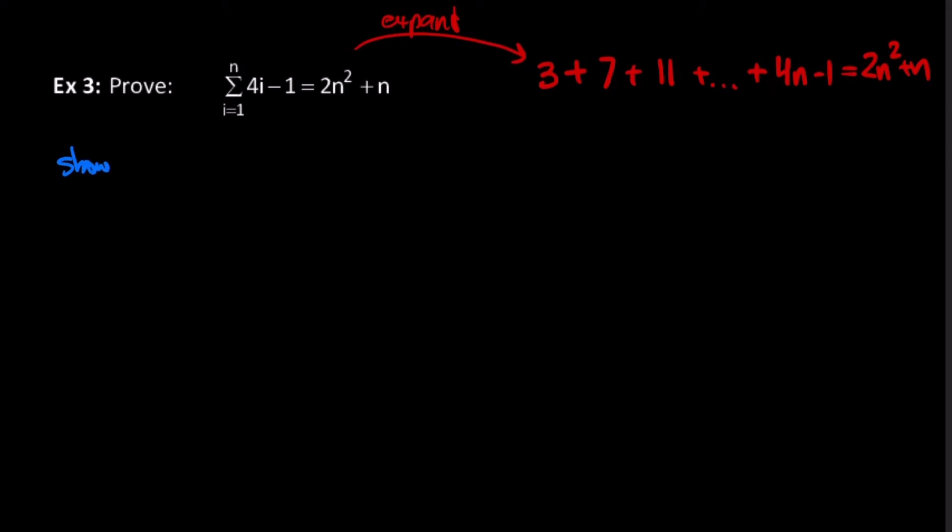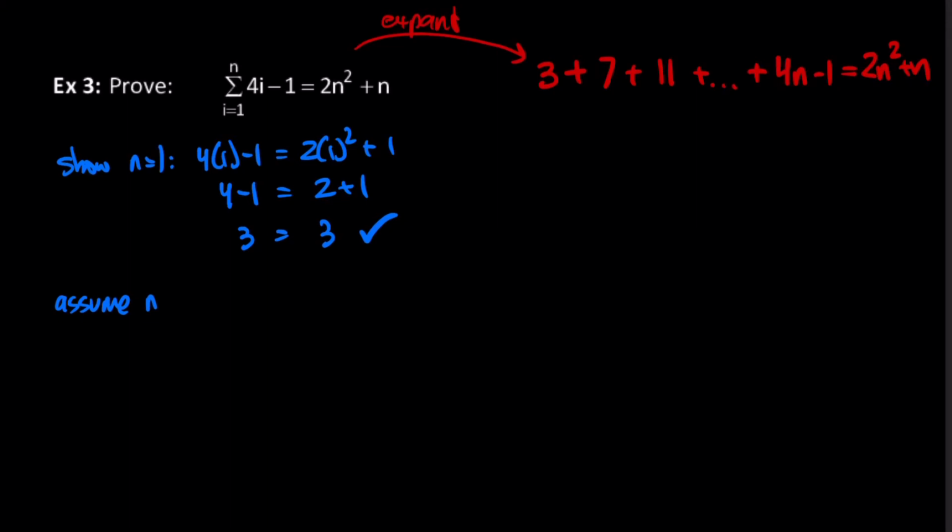Show it works for n equals 1. And again, what you do there is you plug in a 1 here, here, and here. Okay, so that's going to be 4 times 1 minus 1 equals 2 times 1 squared plus 1. That's 4 minus 1. That's going to be a 3. This is 2 plus 1. That's going to be a 3. Yes, it works. You plug in a 1 to both sides, and you get equal numbers. Perfect. Assume it works for n equals k. So this is where you use your expanded notation, and you plug in a k for all your n's.